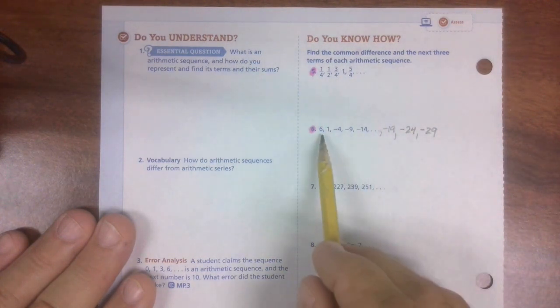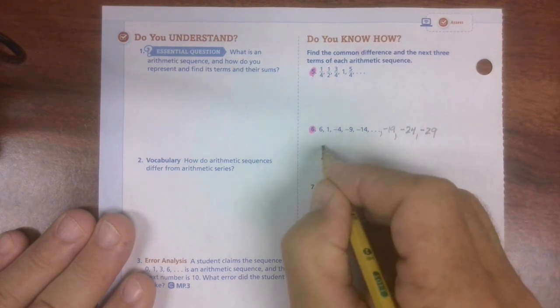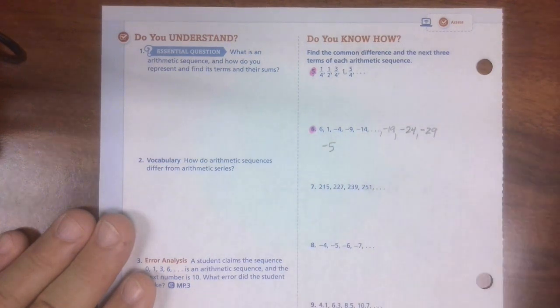Remember, if our lists go up, it's going to be a positive difference. If the list goes down, it's going to be a negative difference. And as you can see, this goes down 5. So there's the common difference.